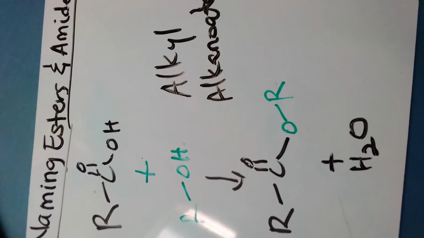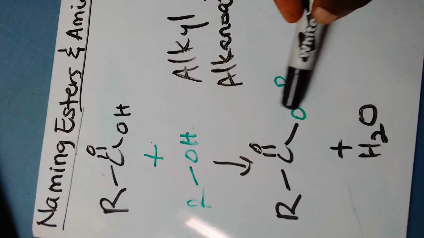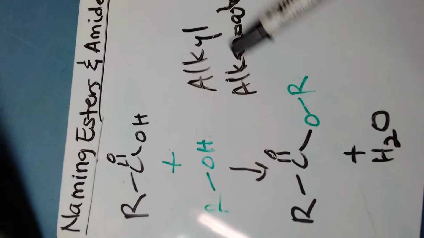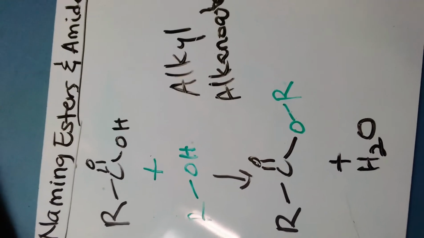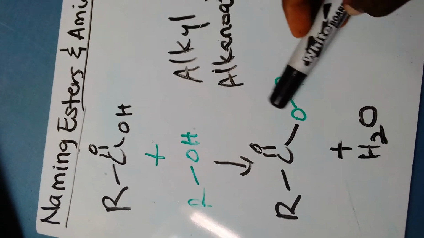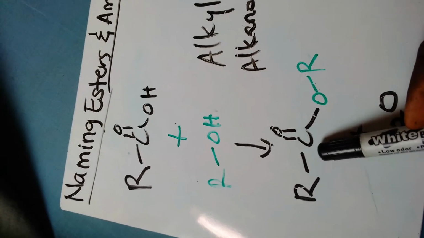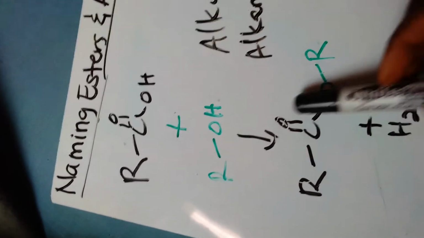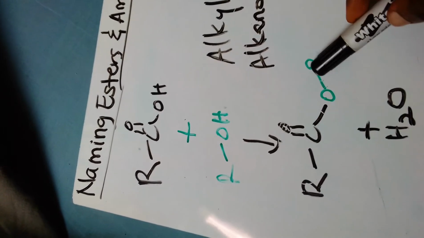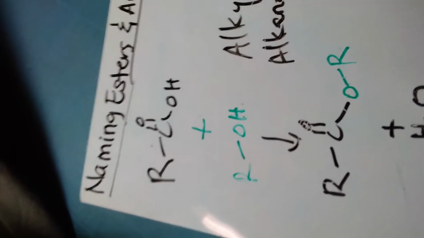In naming esters, the alcohol portion, or the alkyl group of the alcohol, is named as alkyl, whereas the group from the carboxylic acid is named as an alkanoate. For example, if this was ethanol, it means the alkyl group is ethyl. And if this was a propanoic acid, it means the acid group is propanoate. So in naming this one as ethyl and this one as propanoate, it becomes ethyl propanoate. Let's take some practical examples and look at how esters are named.